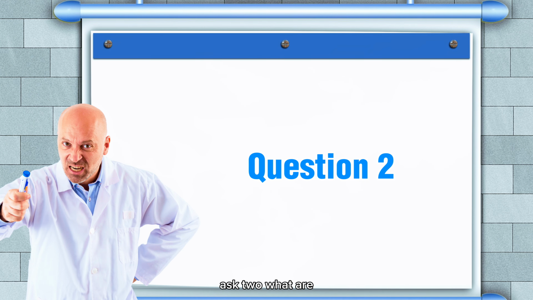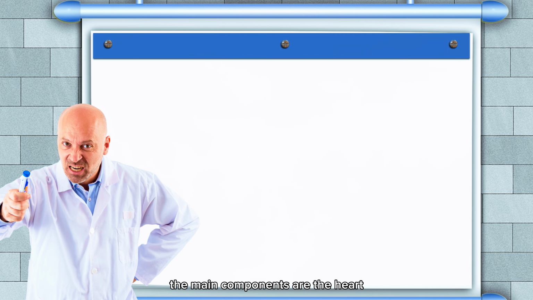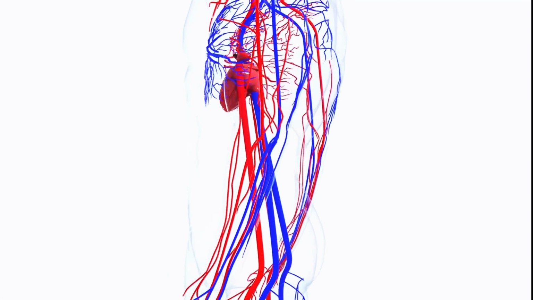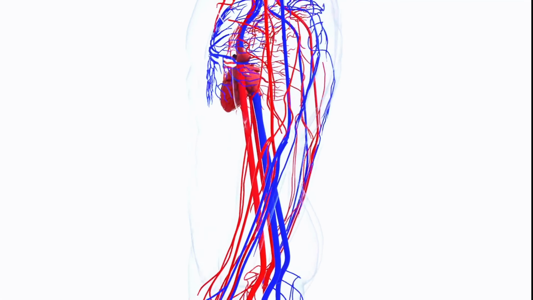Question 2. What are the main components of the circulatory system? The main components are the heart, blood and blood vessels, which can be arteries, veins and capillaries.